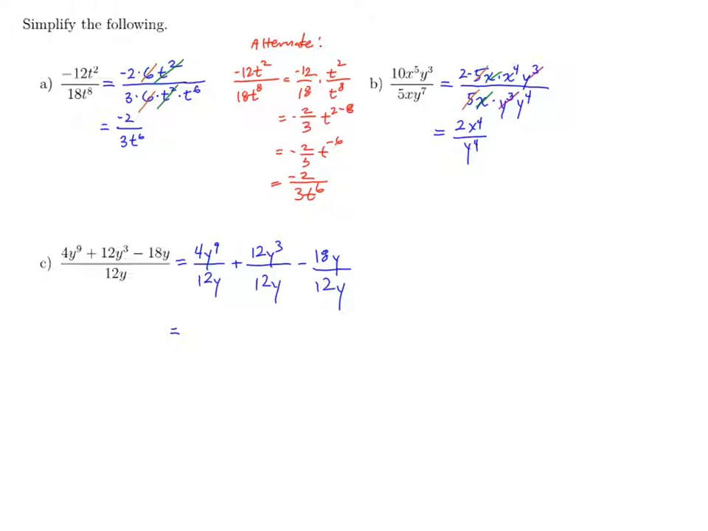4y to the 9th over 12y: 4 and 12 will simplify to 1/3, and y to the 9th over y will be y to the 8th. So we'll have y to the 8th over 3, and then we're adding, and for this 12y cubed over 12y, the factors of 12 will cancel, and y cubed over y will just leave us with y squared. So we'll add y squared, and then our last one, we're subtracting 18y over 12y. Those factors of y will each cancel, and 18 over 12 simplifies to 3/2. So we'll have minus 3/2. And so that entire expression, when simplified, is y to the 8th over 3 plus y squared minus 3/2.